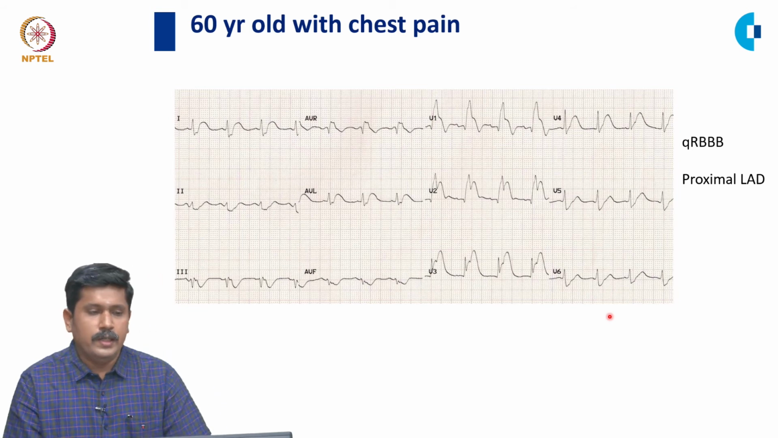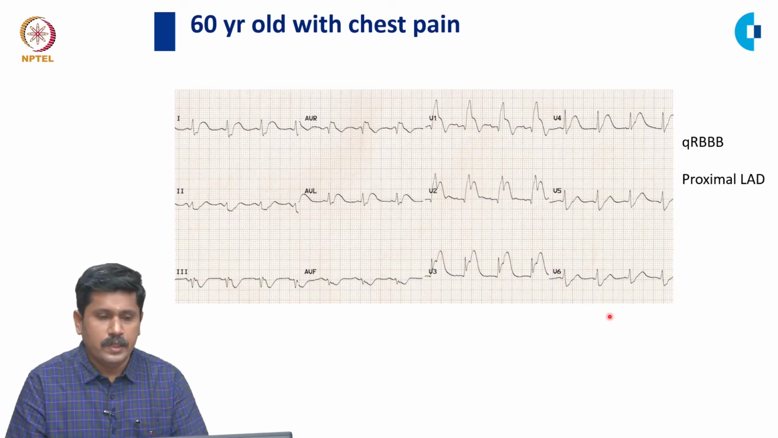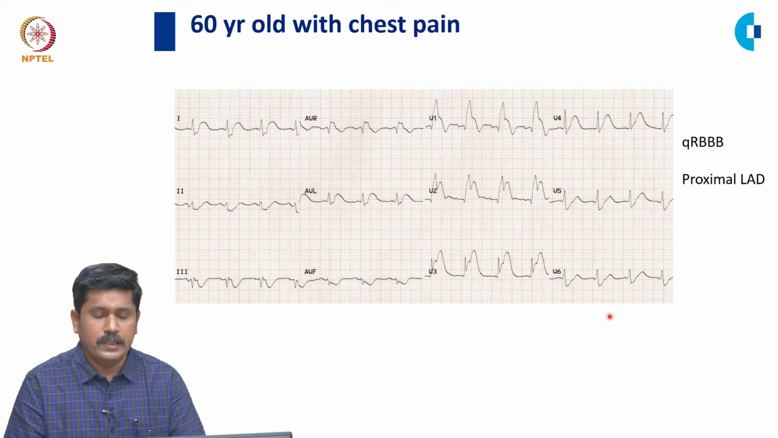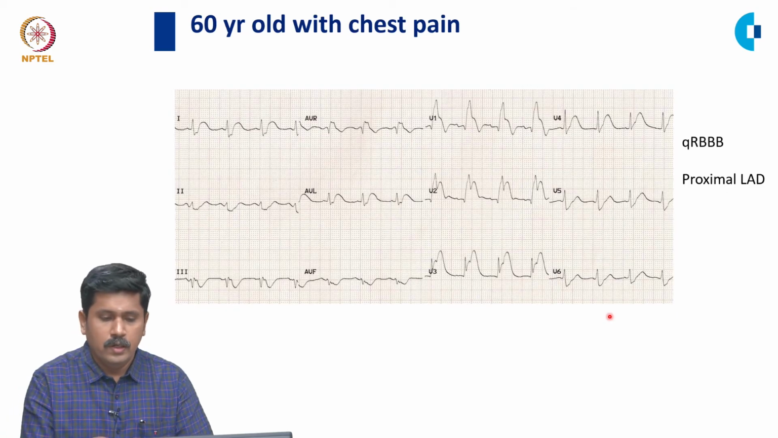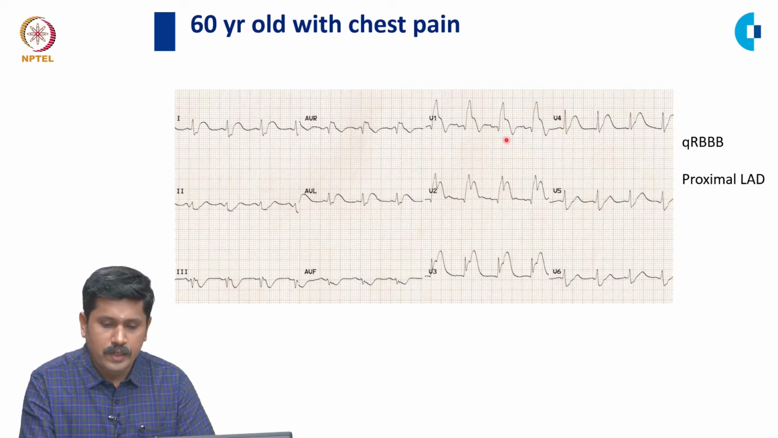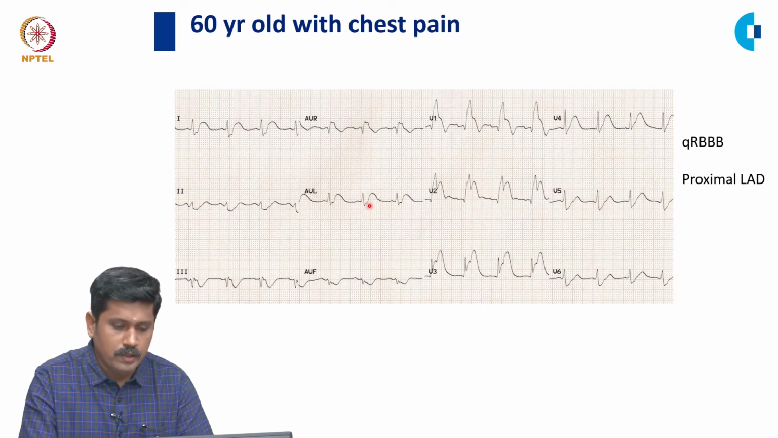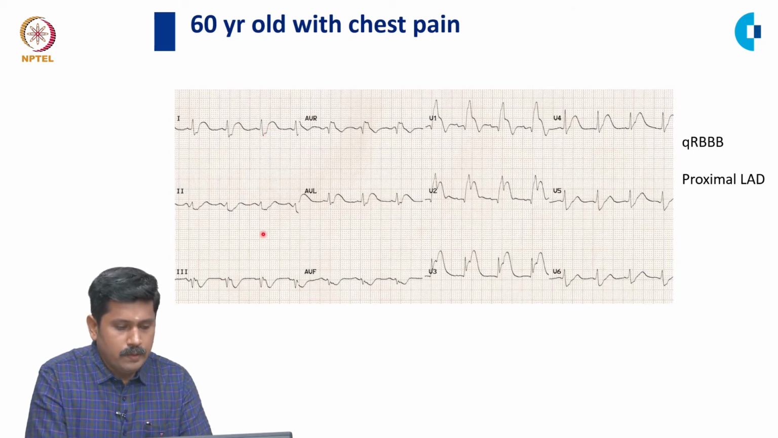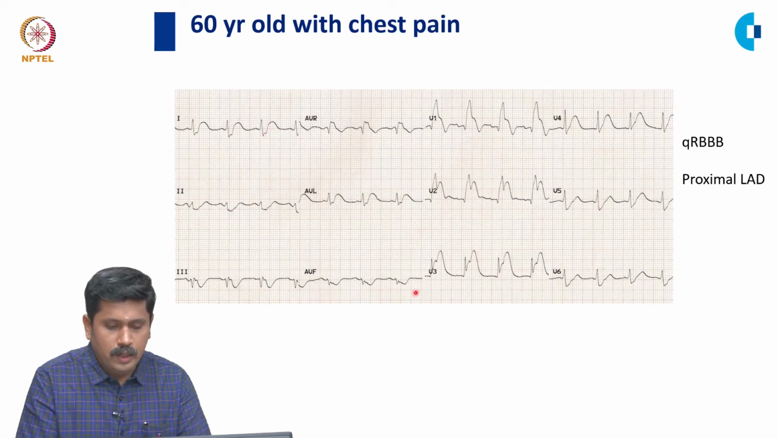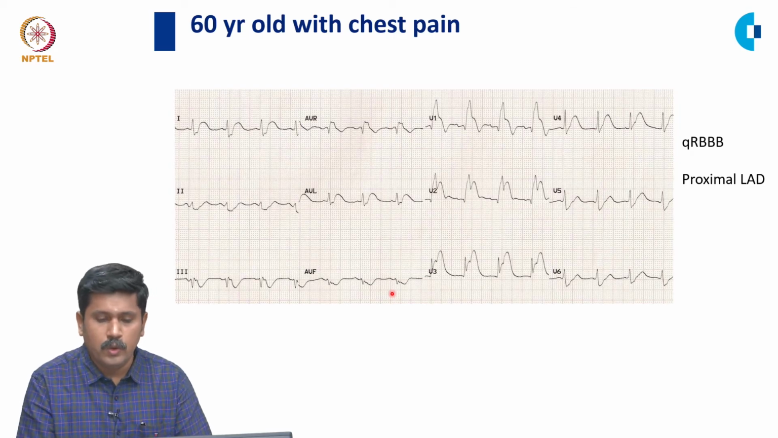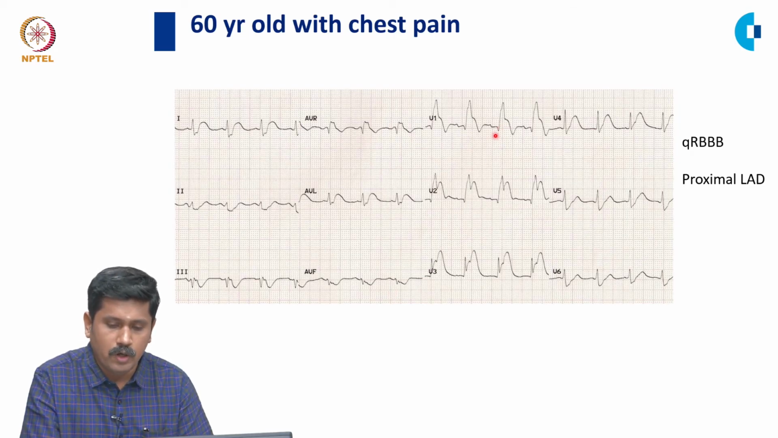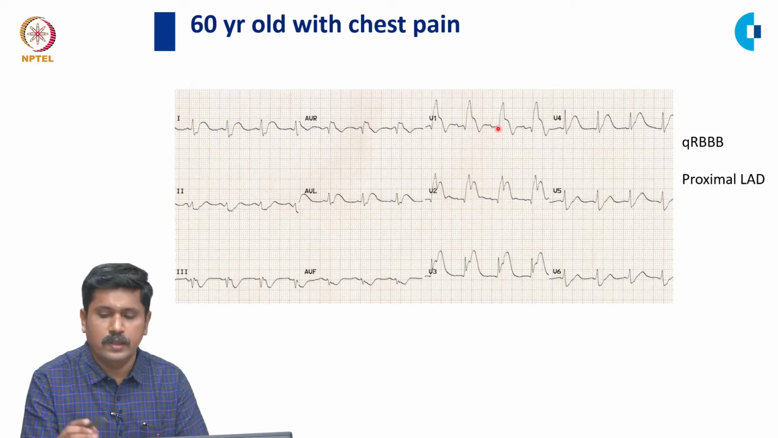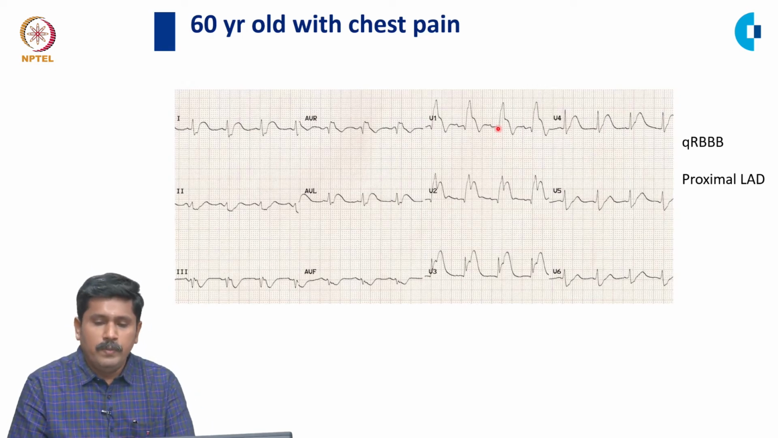So, this is a 12-lead ECG taken in a 60-year-old male with complaints of chest pain of 1 hour duration. It shows ST segment elevation in leads V1 to V4, and there is also minimal elevation in lead AVL and lead 1, and ST segment depression in leads 2, 3 and AVF. So, it is a typical RBBB pattern, that is the right bundle branch block with initial Q waves present over here. So, the RBBB pattern localizes the lesion to the proximal LAD.